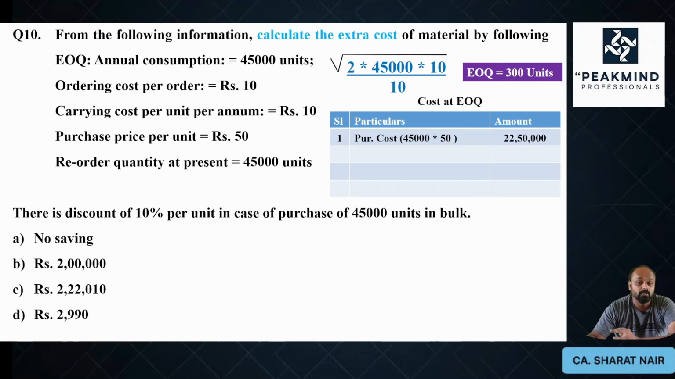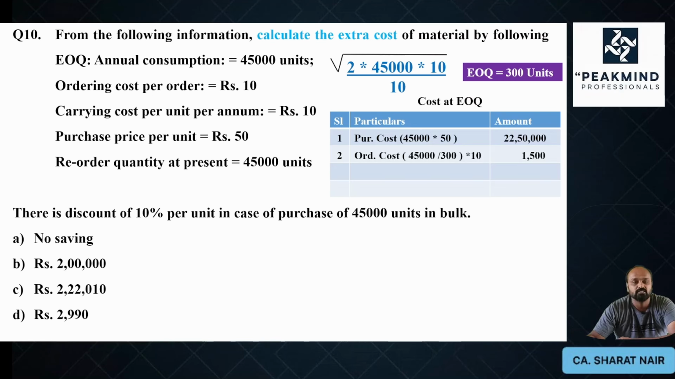Now EOQ is 300. That means at a time I will be buying 300 quantities. If that being the case, how many times I need to purchase, which is nothing but 45,000 divided by 300 units. That will be the number of orders. Once we get the number of orders, we need to multiply it by ordering cost, which is given as 10 rupees. So totaling to it will come to 1,500.